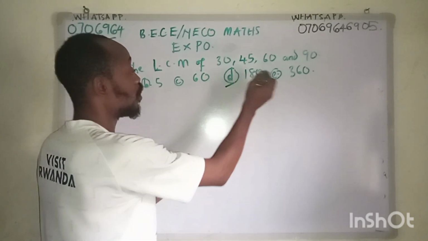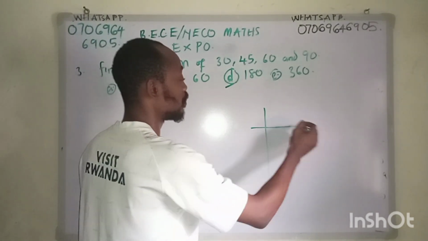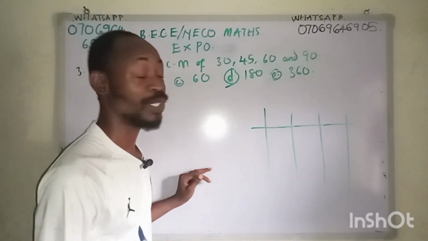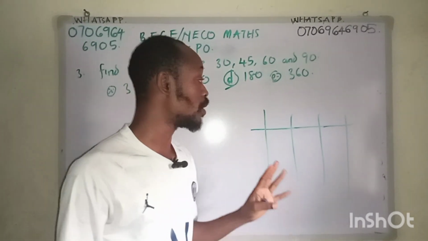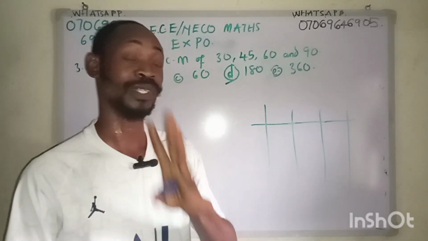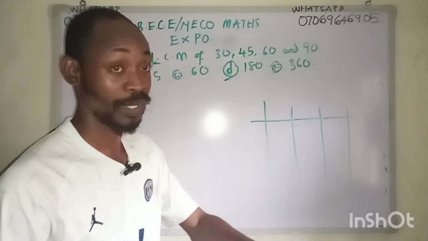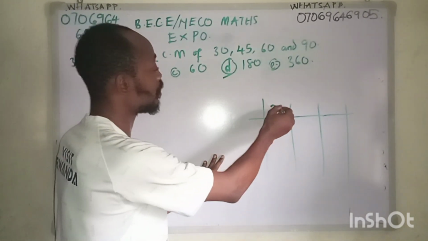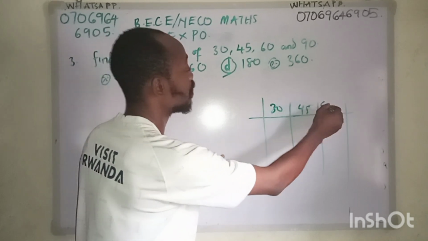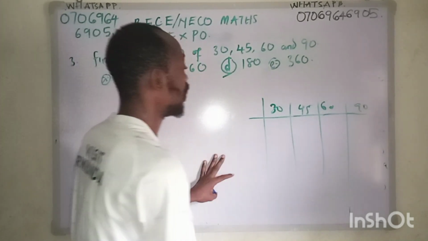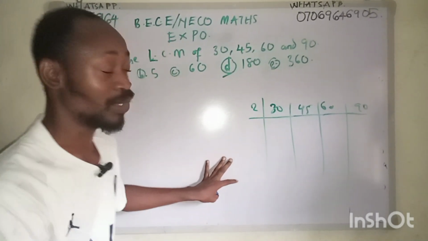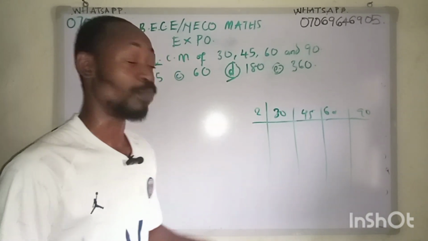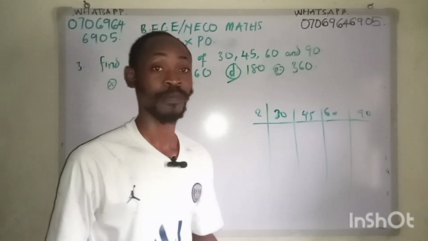You can also decide to do the whole thing that we are used to, but that's going to take time. In examinations, it's not only important that you know what to do, it is also important to know how to do it the fastest. You may decide to do the long traditional method of writing 30, 45, 60, and 90, and then using prime numbers to take it all the way down. That's going to consume a lot of time. But if you know you can do that, no problem.